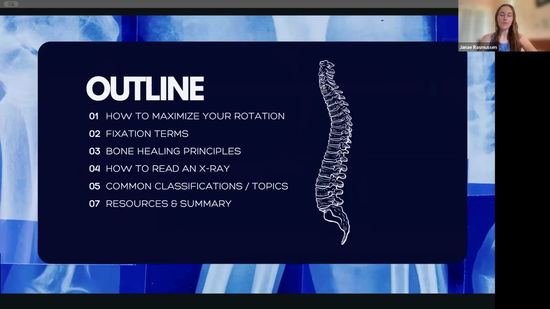The outline for today: first, we're going to talk about how to maximize your rotation. I'm going to talk about fixation terms. We're going to review bone healing principles, and what students often get wrong when asked to read an X-ray and things like fracture conference. I'm also going to talk about common classifications and related topics. Finally, I'm going to talk about some resources that I recommend using as a med student, including a lot of them that I still use as a resident, and then an overall summary.